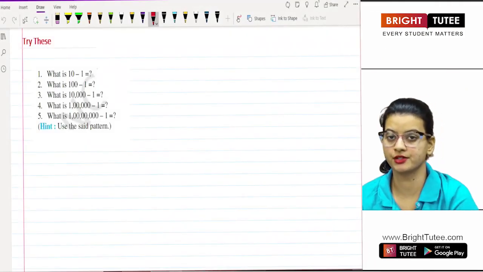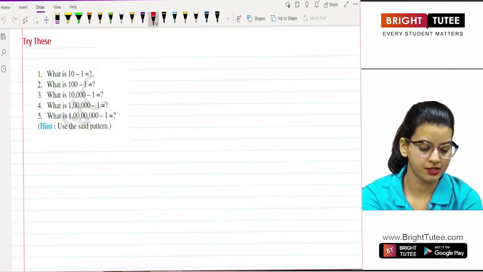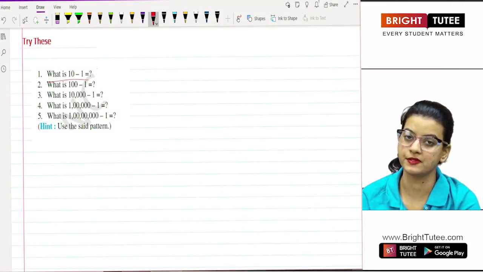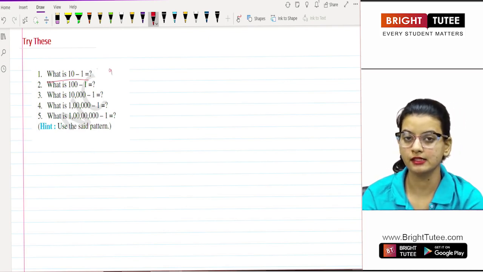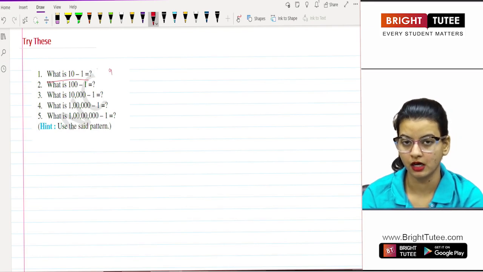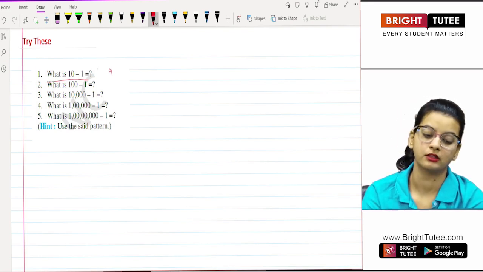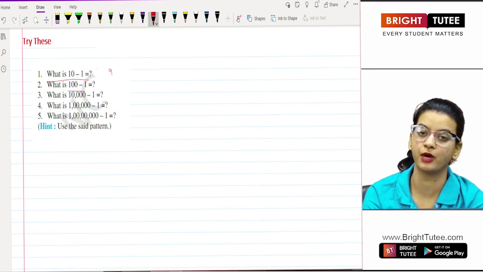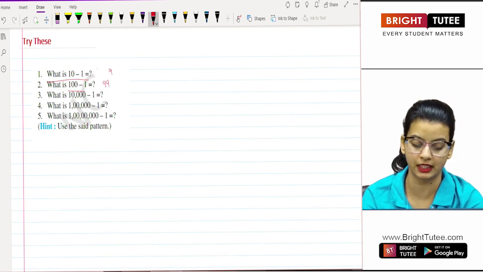Okay, so now we have come across another Try These question. So let's try it out. What do we have to find out? What is 10 minus 1? Now this is very simple. 10 minus 1 is 9. So basically the smallest 2-digit number minus 1 is the greatest 1-digit number. Now the smallest 3-digit number minus 1 is the greatest 2-digit number, that is 99. So 100 minus 1 is 99.